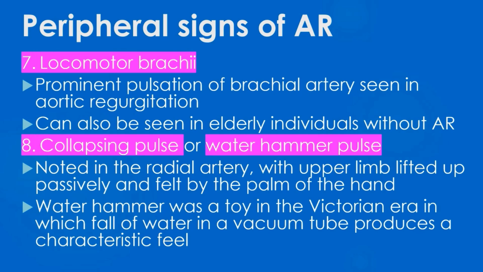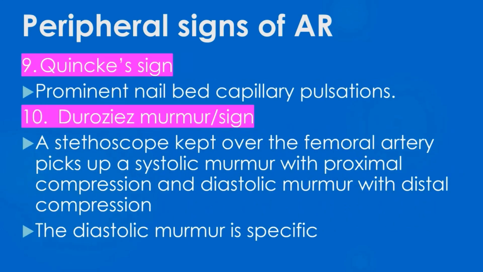8. Collapsing pulse or water hammer pulse is noted in the radial artery with the upper limb lifted up passively and felt by the palm of the hand. Water hammer was a toy in the Victorian era in which the fall of water in a vacuum tube produced a characteristic feel. 9. Quincke's sign: prominent nail bed capillary pulsations.